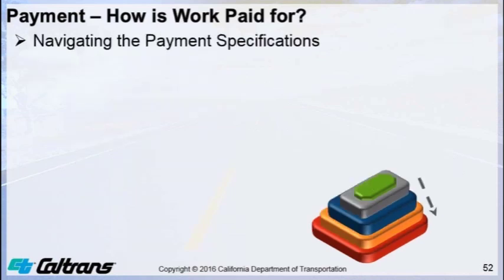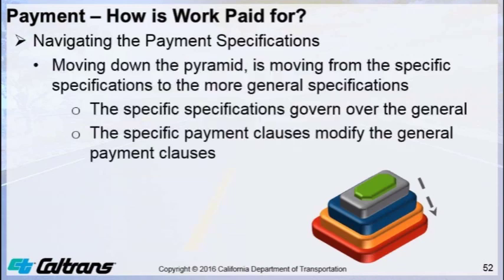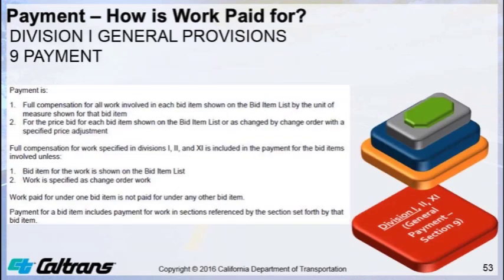When navigating the payment specifications, remember that Section 5102, Contract Component, states that the specific specifications govern over the general specifications. Moving down the pyramid is moving from specific specification to the more general. So starting with the foundation for payment is Division 1, General Provisions, in Section 9, Payment.